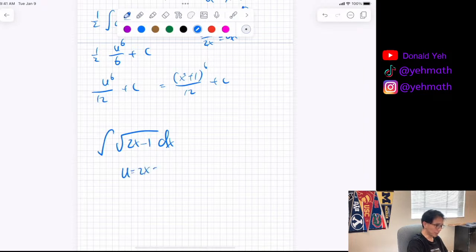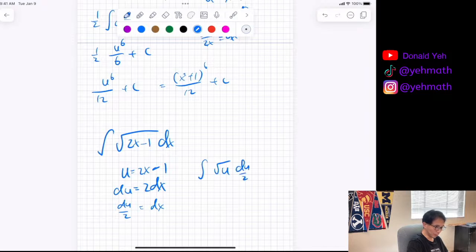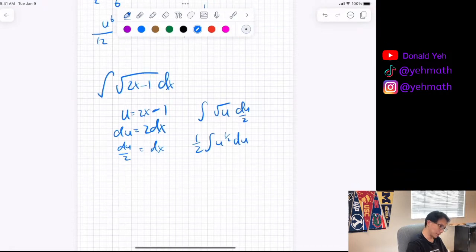Because u equals 2x minus 1, what is du? 2 dx. You have to make sure you have a dx there, because you can change du over 2 equal to dx, so that's the integral of square root u du over 2. So it'll be 1/2 u to the 1/2 du, and that's u to the 3/2 times 2 over 3 times 1/2 plus c, so 1/3 u, which is 2x minus 1 to the 3 over 2 plus c.